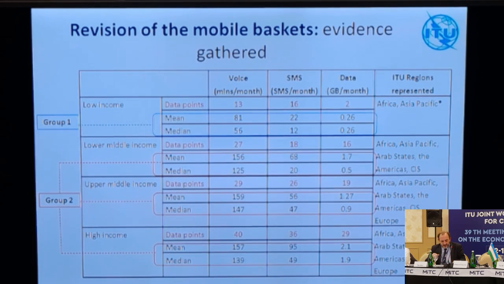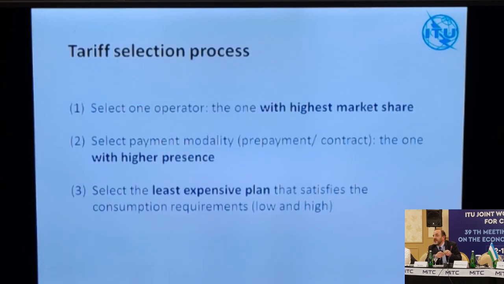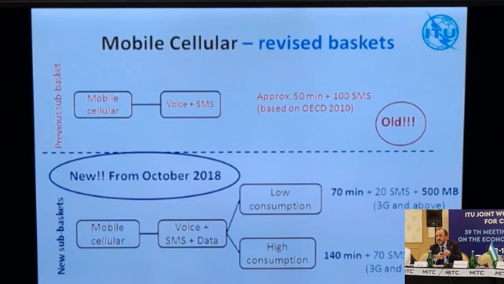So this exercise was very important and very interesting, and it actually allows us to define the baskets, because we just went for 2 consumption baskets, the low and the high, which I will tell you about. The red part, the upper part, is the old basket, and the old basket for mobile voice was about 50 minutes of voice and 100 SMS. This is the old one.